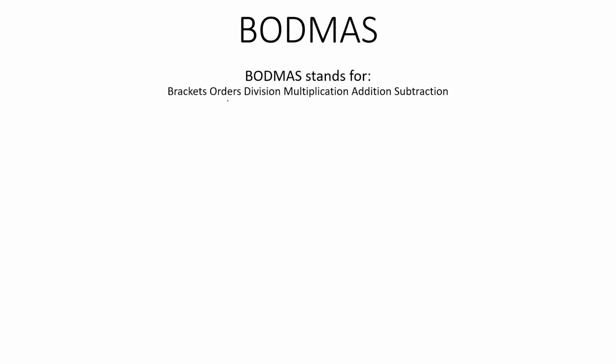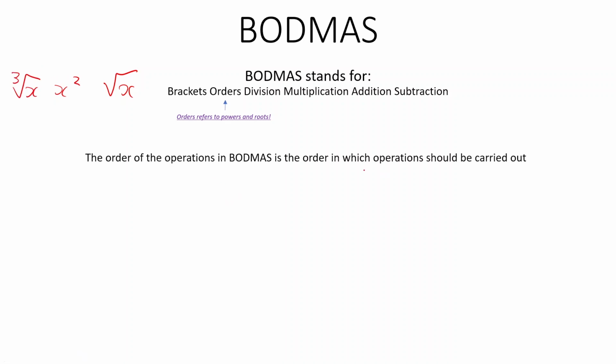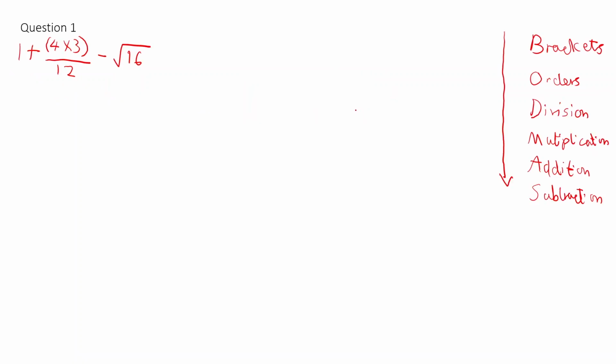Now, BODMAS stands for brackets, orders, division, multiplication, addition and subtraction, where orders refers to powers and roots such as square root of x or x squared or cube root of x and so on. The order of operations in BODMAS is the order in which operations should be carried out. So first we should solve for brackets, then orders, then division, then multiplication, then addition, then subtraction.